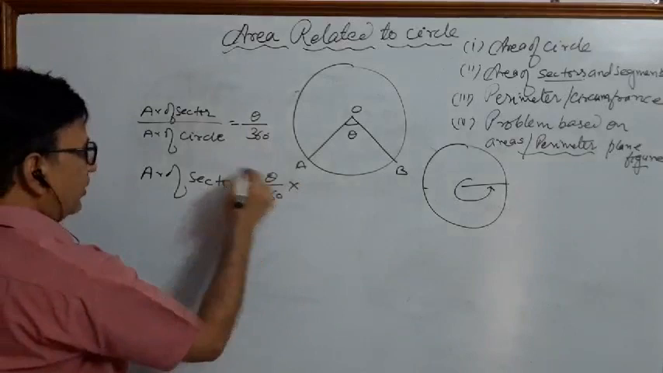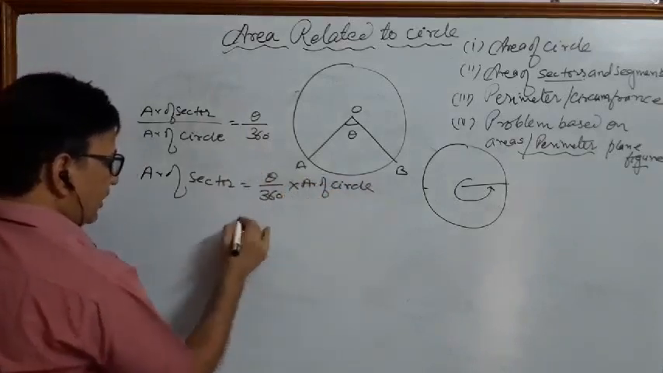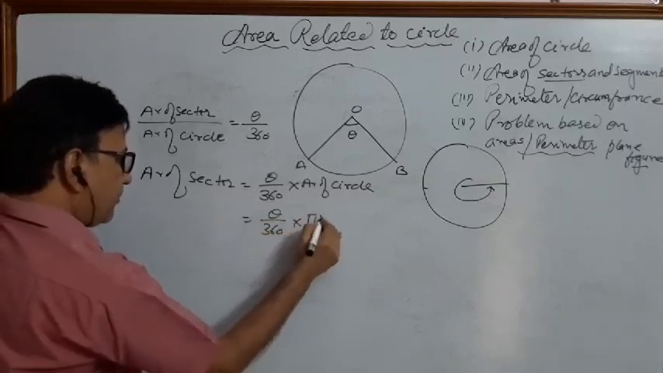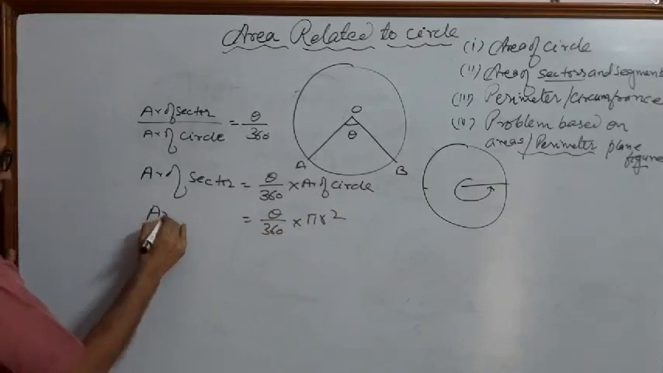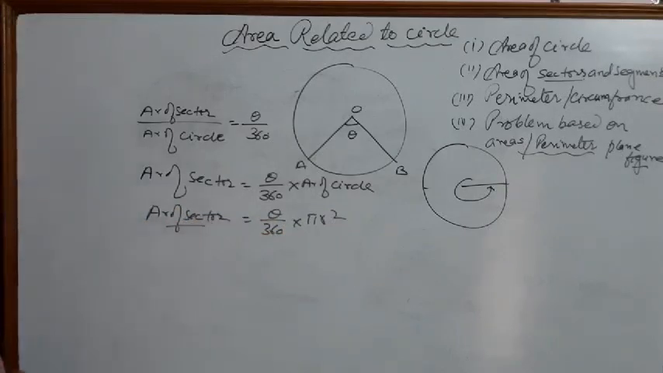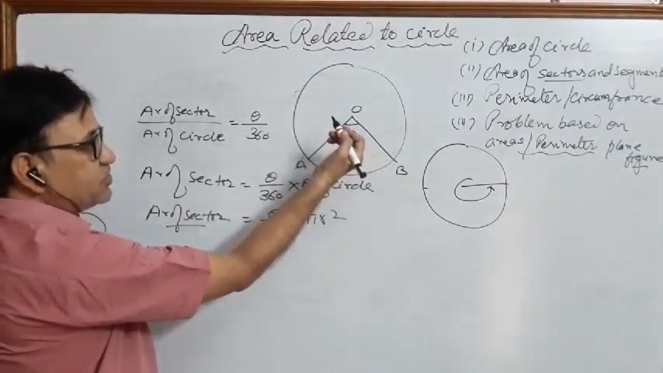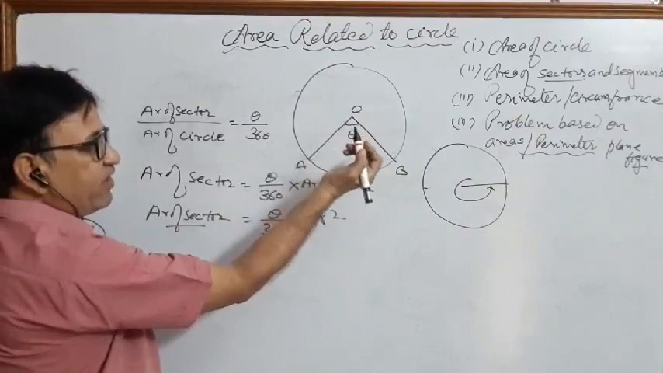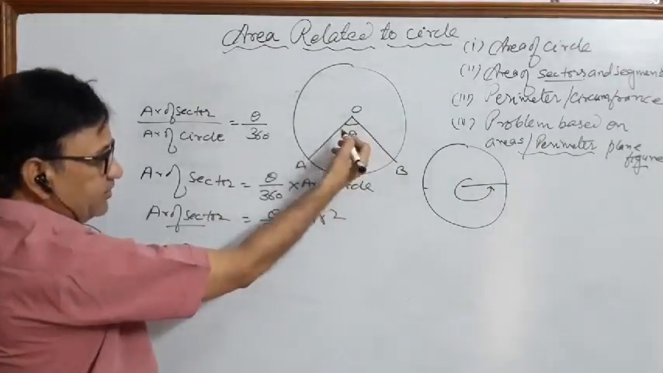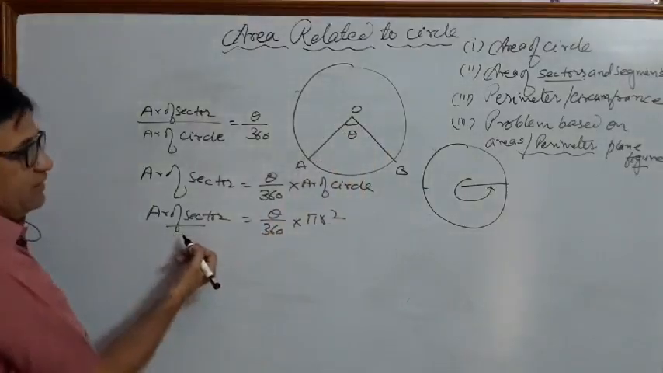Then the area of circle, and this is theta upon 360 pi r square, that is the area of sector. In this way we can find the area of minor sector. Clear? Theta means whatever angle is given here, 60, 90, 45, 120. Accordingly we put the value of the sector's center angle, then put the value of pi, and then radius, we can find the area of sector.